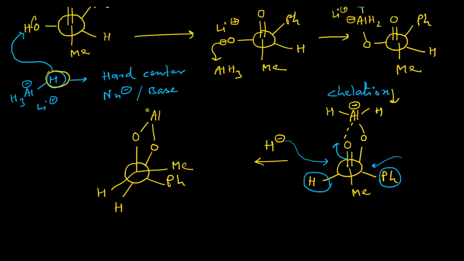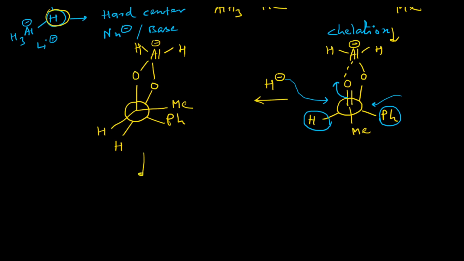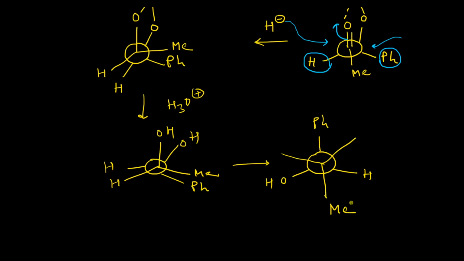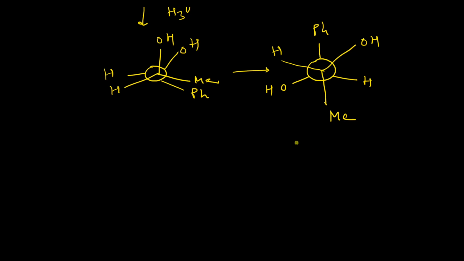Right. So after that, if we perform an aqueous workup, this intermediate will break and it will give us the corresponding alcohol. So this is in the eclipsed form. So if we draw it in the staggered form, then it will look like this. And now if we convert it into the corresponding flying wedge formula, then it will look like this.